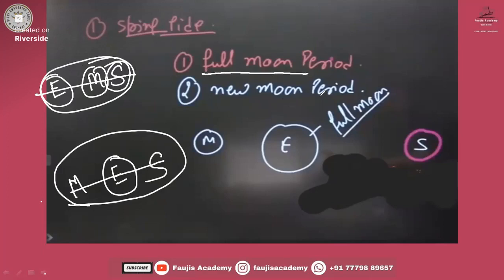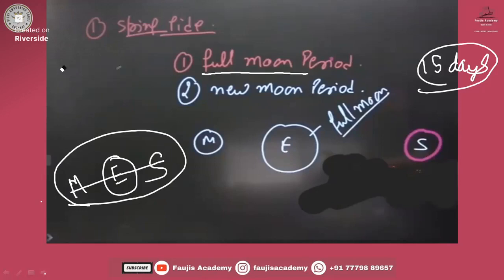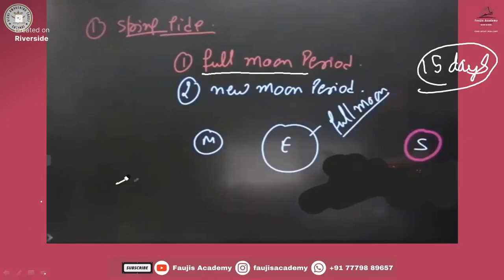That means in one month we have two spring tides, two high tides, on the full moon and the new moon periods. New moon occurs about every 15 days. Full moon is when the moon, earth and sun are in a straight line with the earth in the middle. When the moon is in the middle, that is the new moon period. So spring tide, the high tide, happens mostly on the full moon and new moon periods.